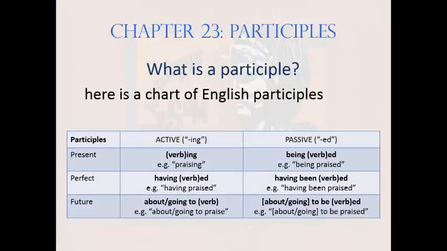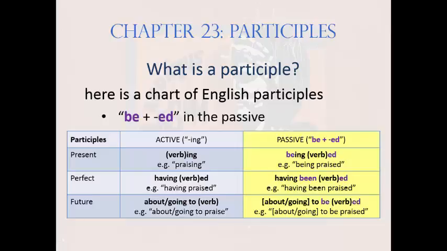Here are all those participles, active and passive, present, perfect, and future, in chart form. Note the use of -ing in the active forms: verbing, having verbed, going to verb. The passive forms use instead a form of be plus -ed: being verbed, having been verbed, going to be verbed.